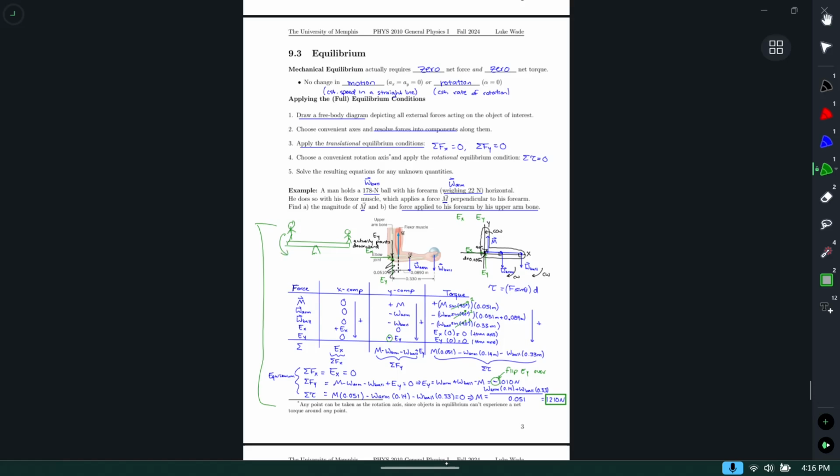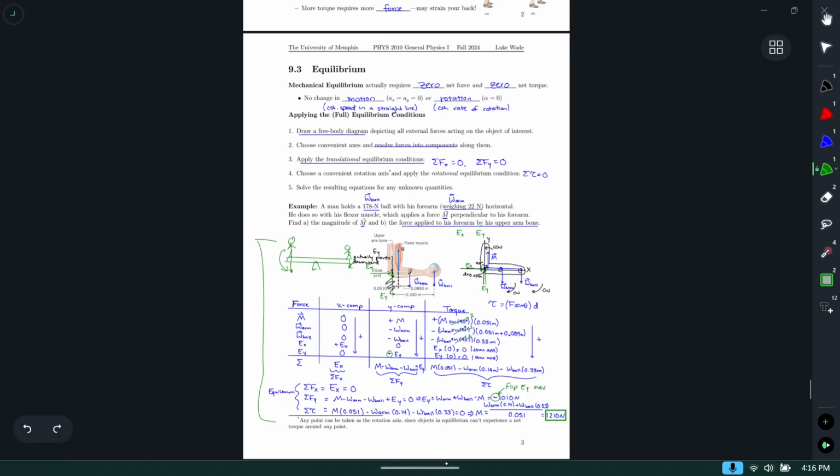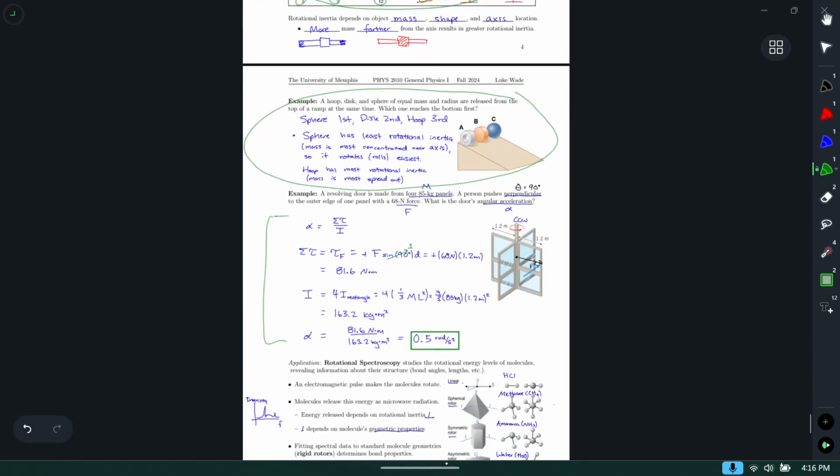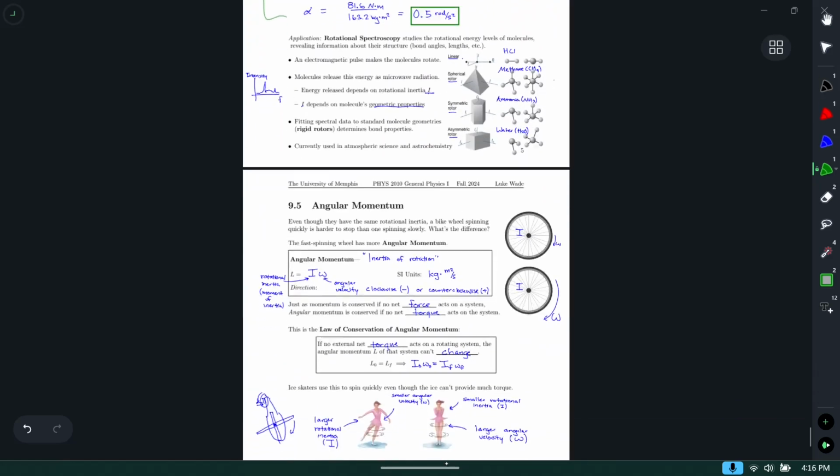He would produce a counterclockwise torque. The kid would produce a clockwise torque. And if you know how to calculate torque, it's force times distance times sine of the angle between them, then it's pretty easy to set up an equation saying the net torque is equal to zero. How do you balance out these two torques? And that is, I believe, the main stuff for this chapter.